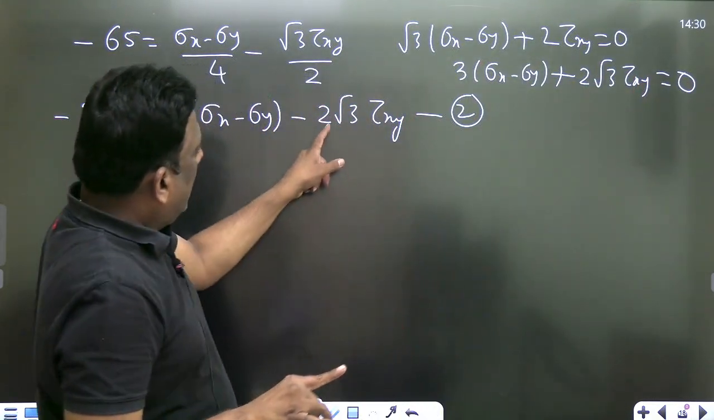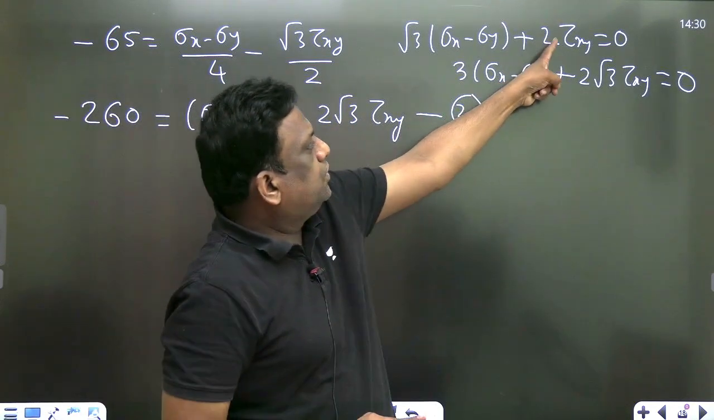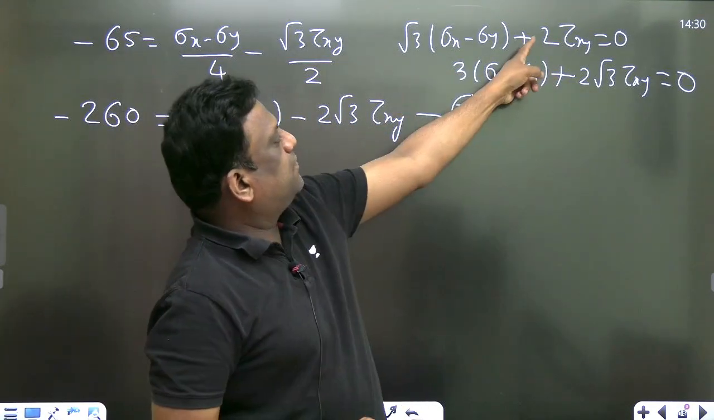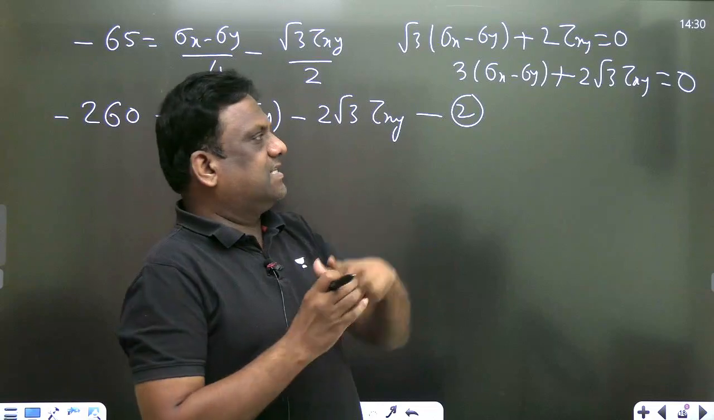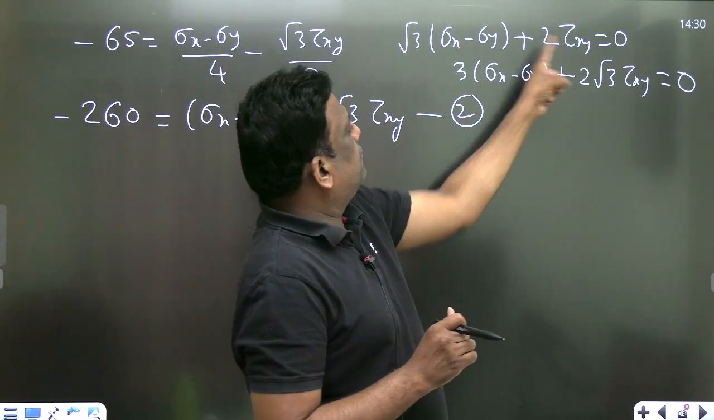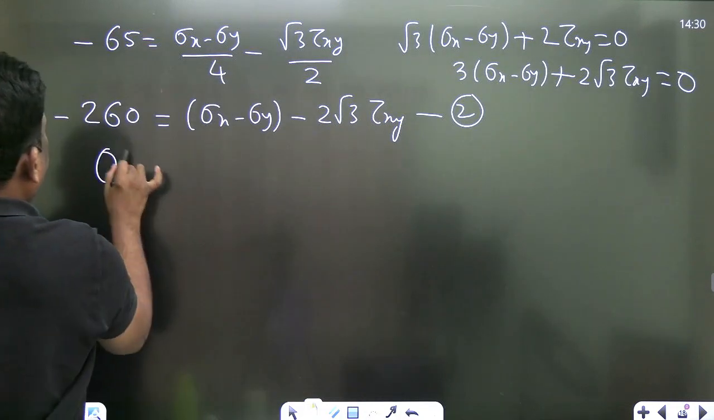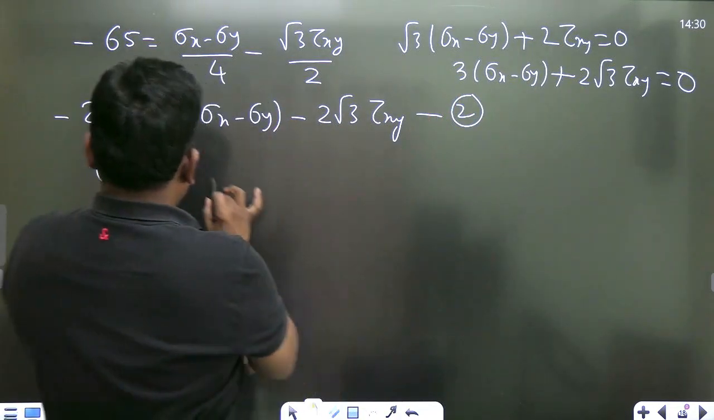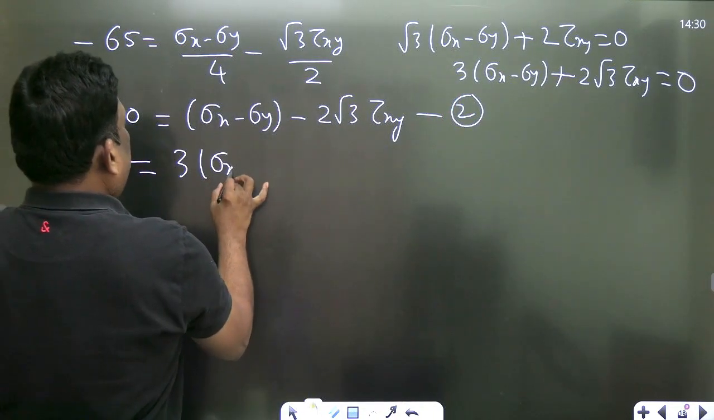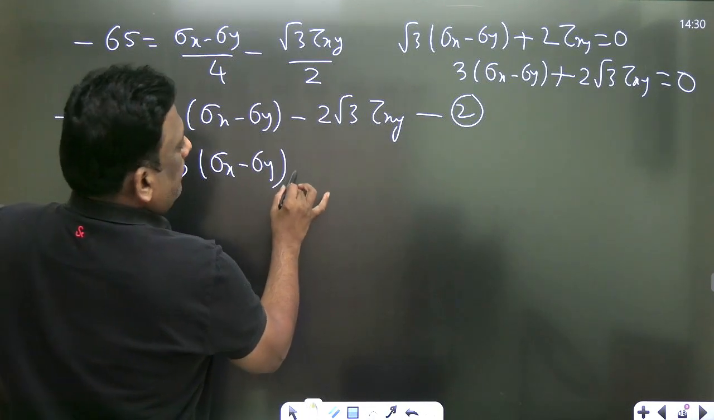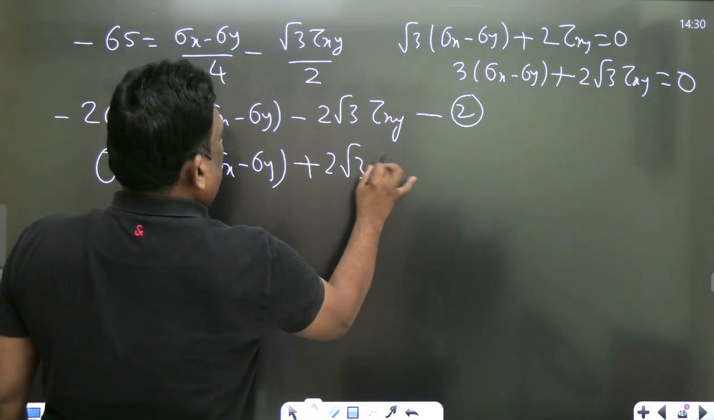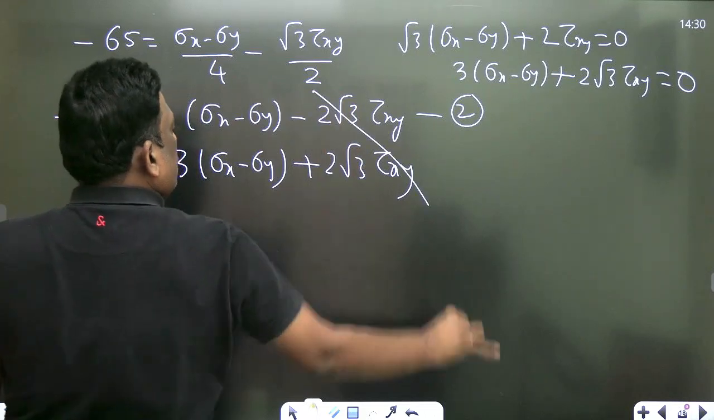The reason is already there is 2 root 3. Root 3 is missing. One is minus, one is plus. If I add both, they get cancelled out. So therefore, I have multiplied this with root 3. So इधर आइए. तो ये वैल्यू क्या है? 0 is equal to 3 times sigma x minus sigma y plus 2 root 3 tau xy. ये तो कट गया.